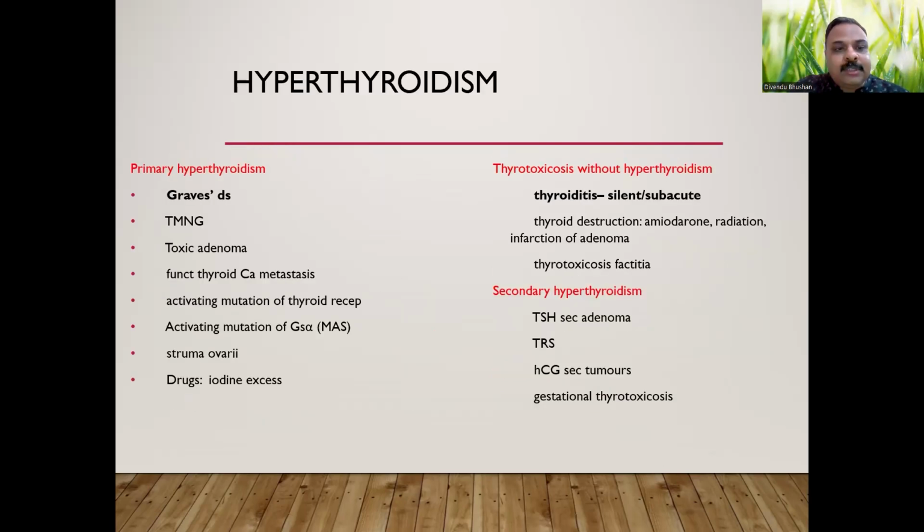These are the causes of primary hyperthyroidism: Graves, toxic multinodular goiter, toxic adenoma, functioning thyroid carcinoma metastasis, and struma ovarii. Thyrotoxicosis without hyperthyroidism includes thyroiditis and thyrotoxicosis factitia. Secondary hyperthyroidism includes TSH-secreting adenomas.